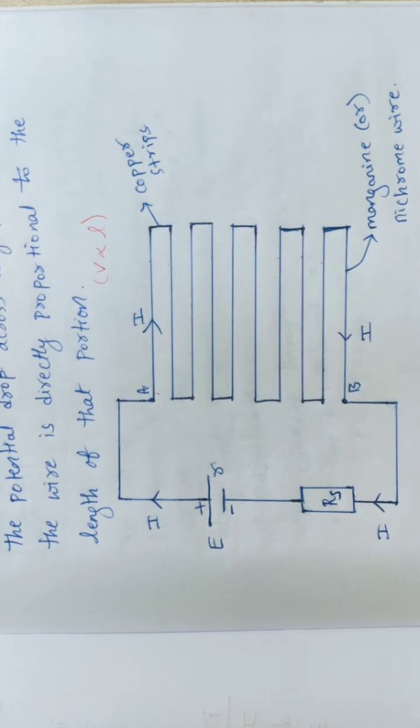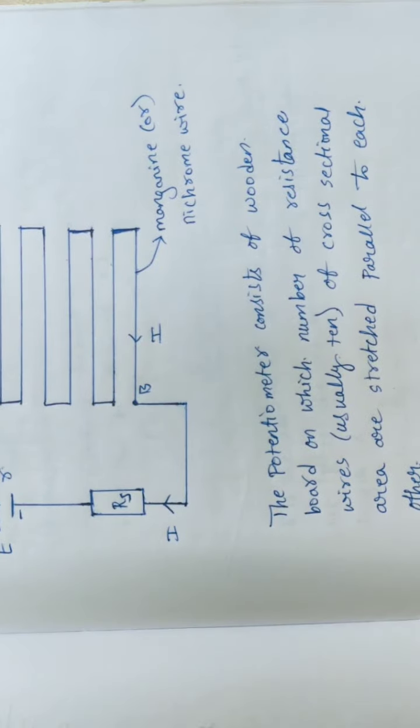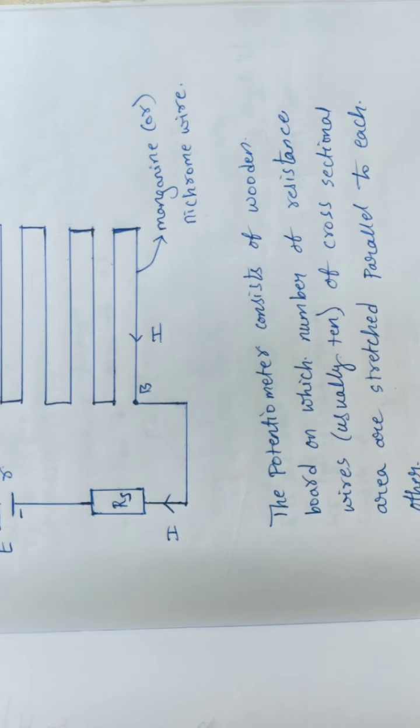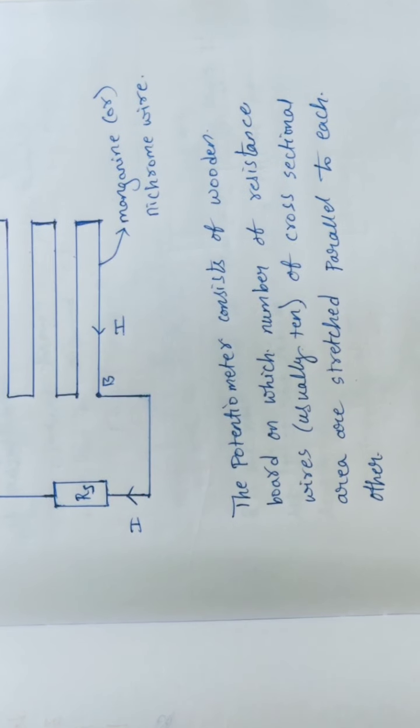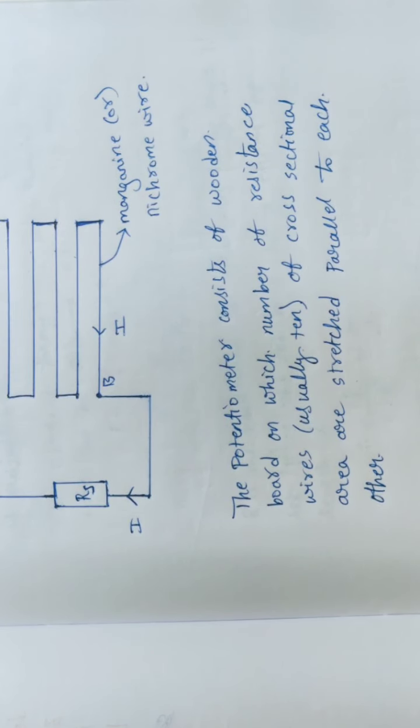When this battery is introduced in the circuit, the current I will be flowing. The potentiometer consists of a wooden board, as we already discussed. So how much current will be flowing in this circuit? Now we can revise it.